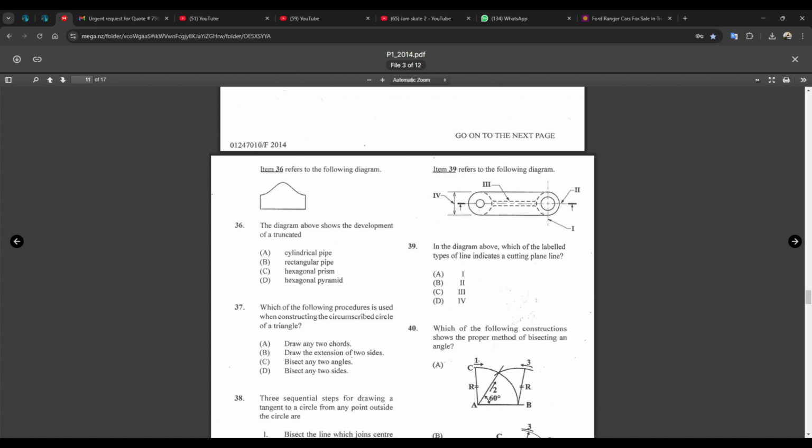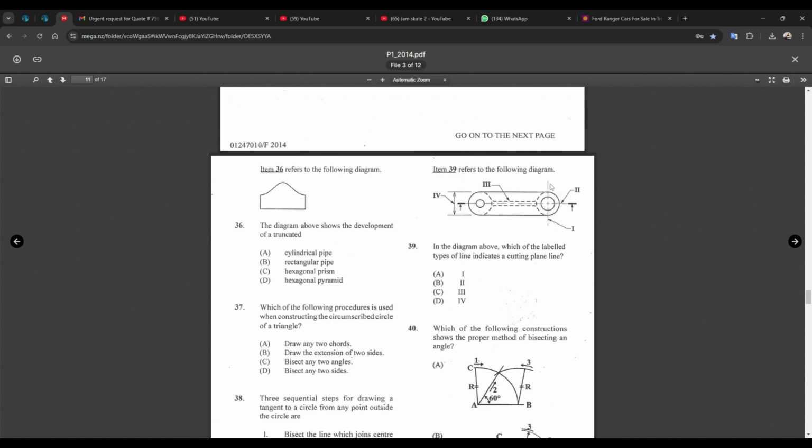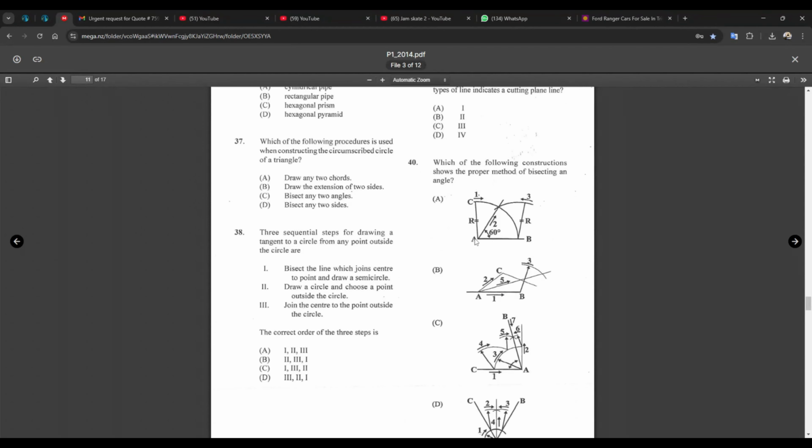39, in the diagram above, which of the labeled types of line indicates a cutting plane line? So we have 1, which is here. We have 2, we have 3, and we have 4. So the answer is 2. B, 2. This is a cutting plane line. On a previous video, in a previous paper, I made an error and I said it was 3, but it's actually 2. That was an error on my part, and I do apologize.